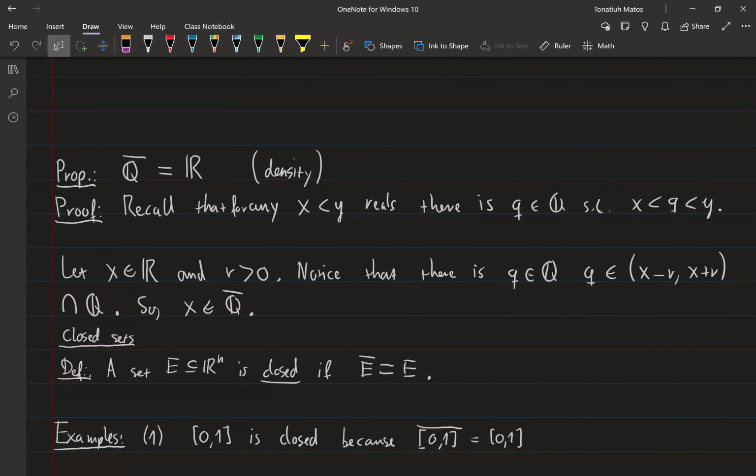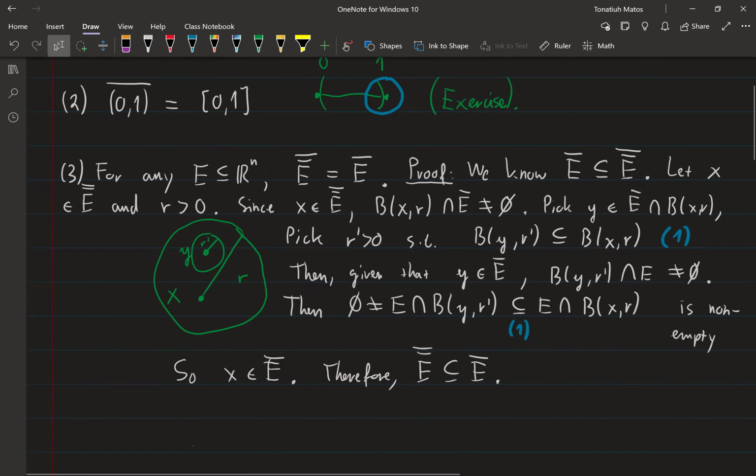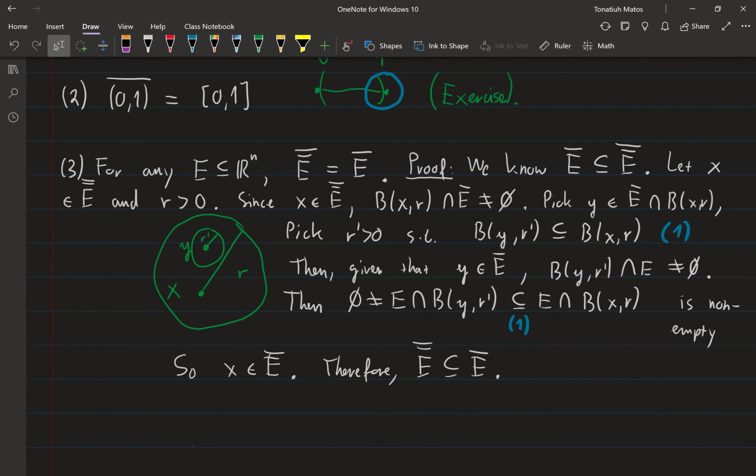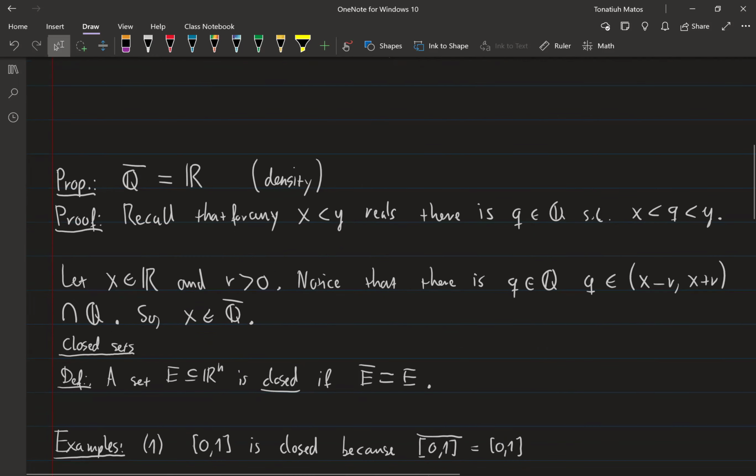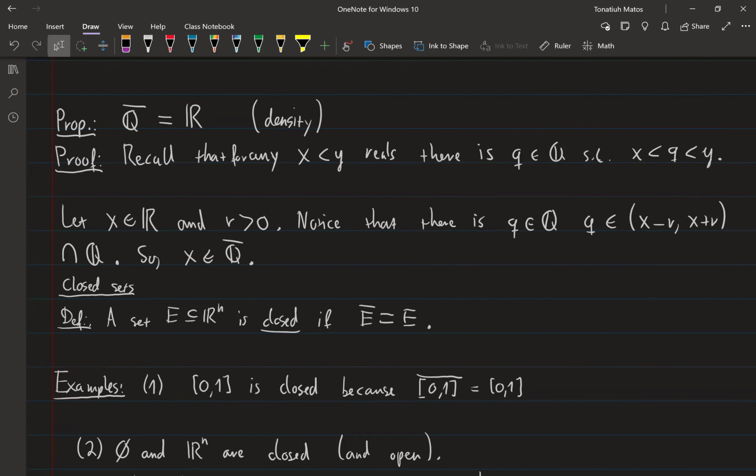So an example that we mentioned is the closed interval 0 and 1, everything that is at least 0 and at most 1. This set is closed because just writing the bar on top, we already showed that it is this, right? If you look at the top of the page, the closed interval is equal to the closure of some set. So taking the bar again won't change that. It is already the bar of something, and therefore it is closed, right? And the empty set and R^n are closed. We already showed this, right? Because if you take the closure, it's themselves.